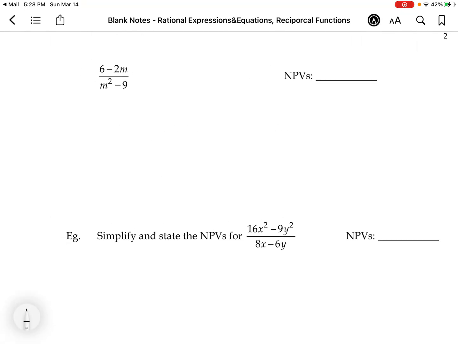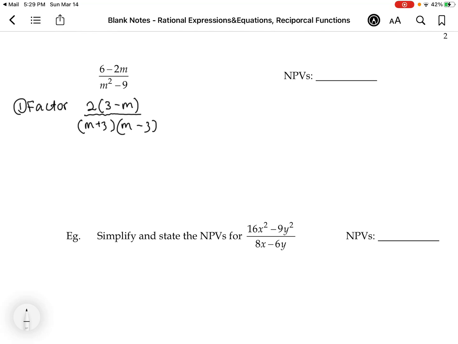Okay, so step 1, factor everything. Okay, so that's what I'm going to do. I'm going to factor the numerator. In the numerator, okay, I've got a GCF of 2. So I'll factor that out, and I'm left with 3 minus m. And in the denominator, this is a difference of squares. So I can factor this as m plus 3 times m minus 3.